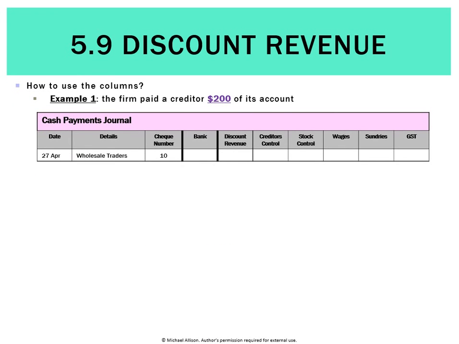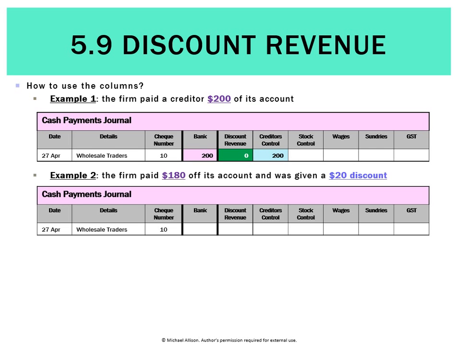Looking at an example where we've paid a creditor $200, no discount, bank goes $200, there's discount revenue of none, and creditors of $200. Looking at another example where we pay $180 and get given a discount of $20, bank is $180, discount revenue is $20, but creditors is still going to be $200. We're still going to lower the amount we owe to a creditor by $200. We've just been given a discount and had to pay less cash in this example.